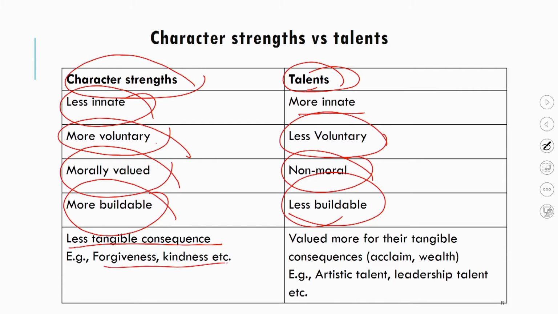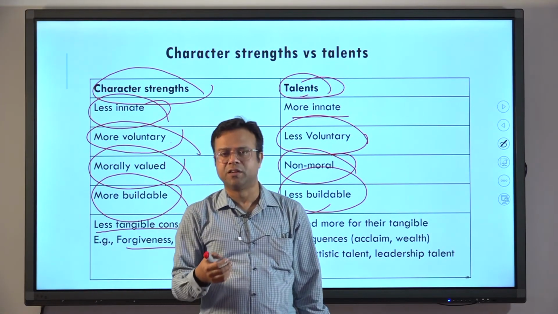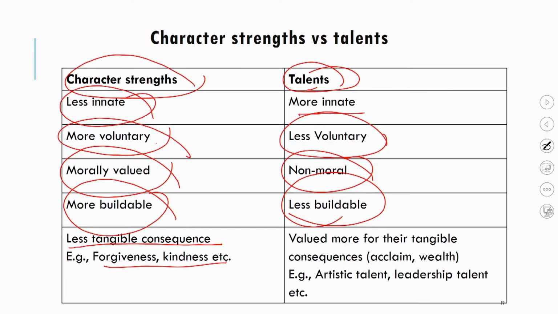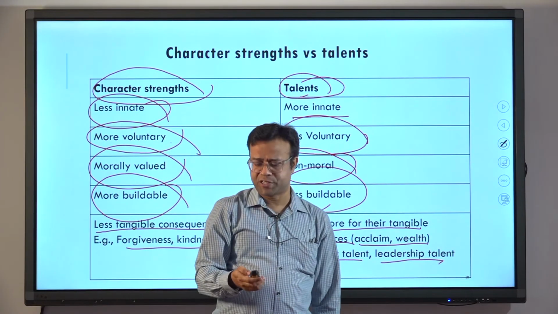Like forgiveness, kindness, and other things, these are very good in the emotional sense and for quality of life, but they may not have a direct outcome in terms of performance. There are certain character strengths they have, and we'll be talking about that. But talents are valued more for their tangible consequences. They will have very strong consequences in one's performance and life situations, like building wealth and acclaim. So somebody who has artistic talent or leadership talent, their impact will be much more visible in life as compared to character strengths. So these are some of the differences.